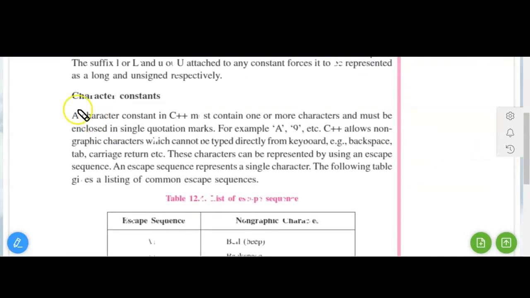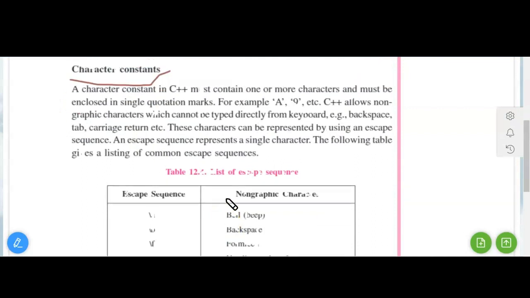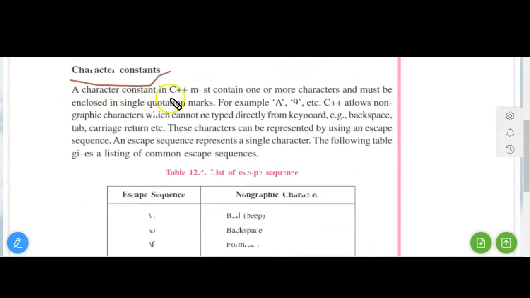Next one is character constant. Character constant means if you name a value, it will be the same throughout. Like, a character constant in C++ must contain one or more characters and must be enclosed in single quotation. Always you have to use single quotation for a character. Unless and until you use it, it is not identified as a character. So A inside single quotes is a character. 9 inside single quotes is a character.